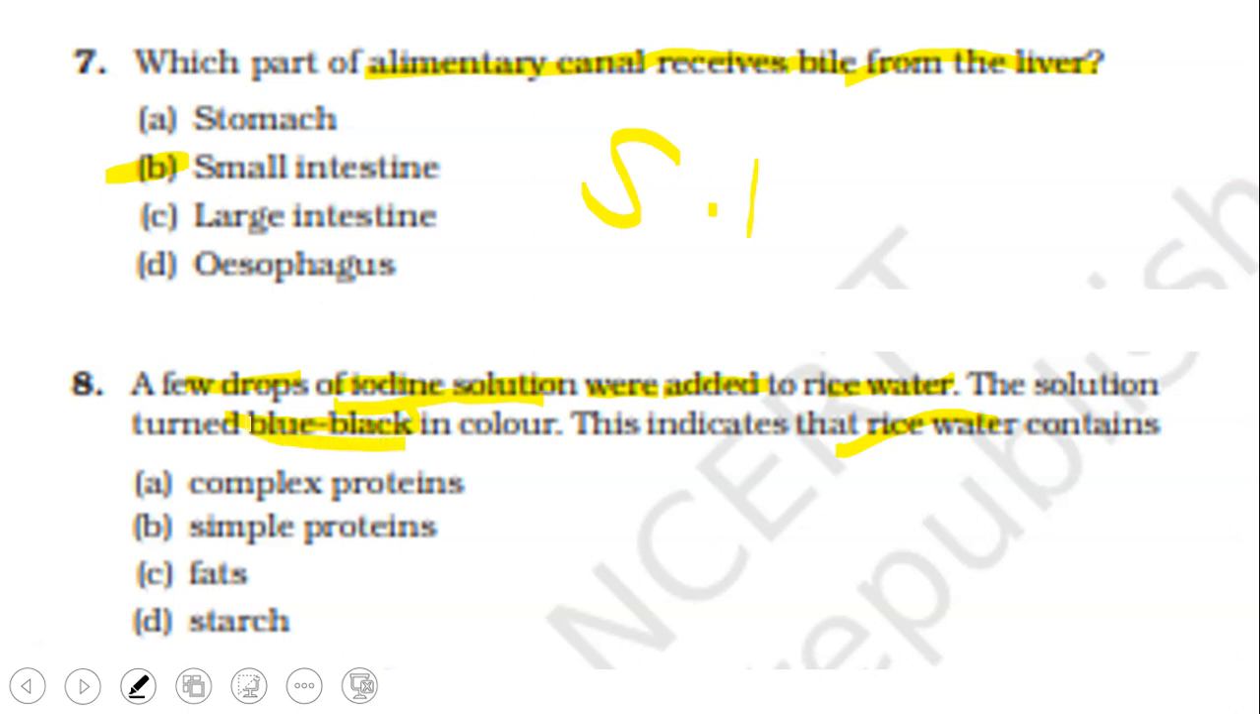By simple logic, we can deduce that rice water, since it has rice, contains starch because rice is a carbohydrate. But we can also use the logic here that if we add iodine solution and it turns blue-black, as mentioned, that indicates that it contains starch, because starch turns blue-black when iodine is added to it. So the answer is D, starch.